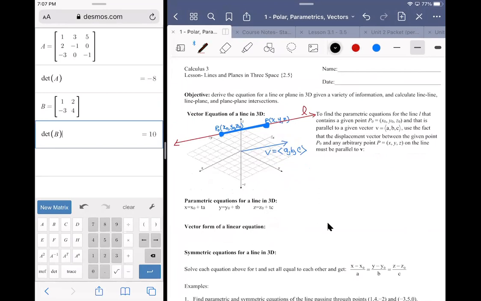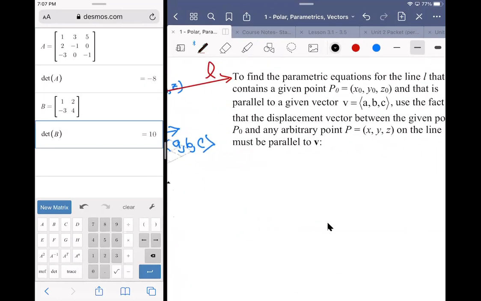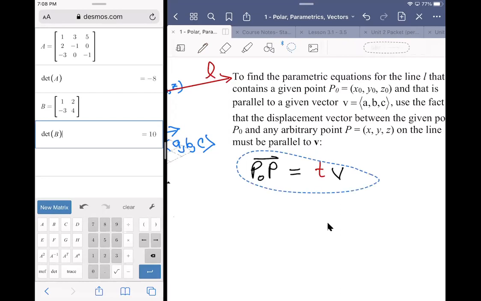So we're going to come up with that relationship, and that is that the line has to have a displacement vector P sub O P, which is going to be parallel to V. Now, that doesn't mean that it's going to be exactly equal to V. It just means that it only differs by a scalar multiple from V. So it could be twice V. It could be 10 times V. It could be half of V. It could be negative 1/2 of V. Any possible scalar multiplier. So we're going to let T be the scalar multiplier.